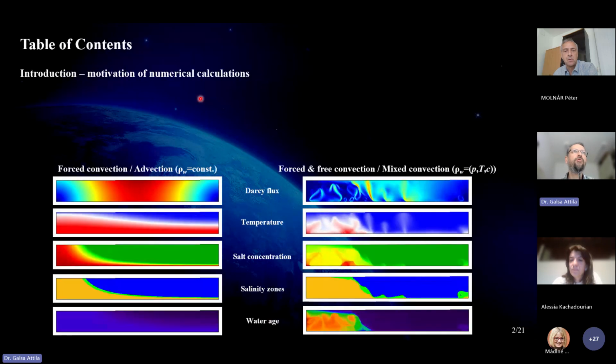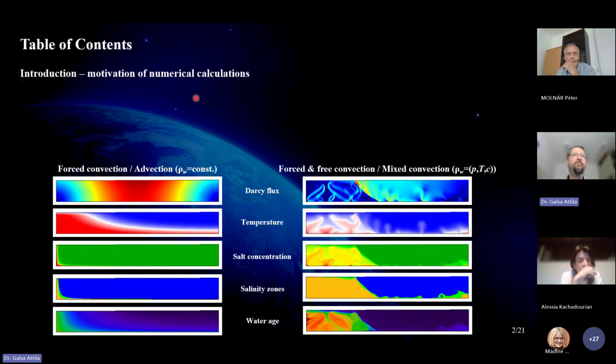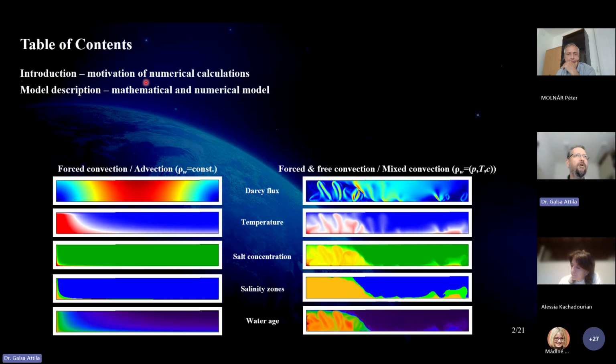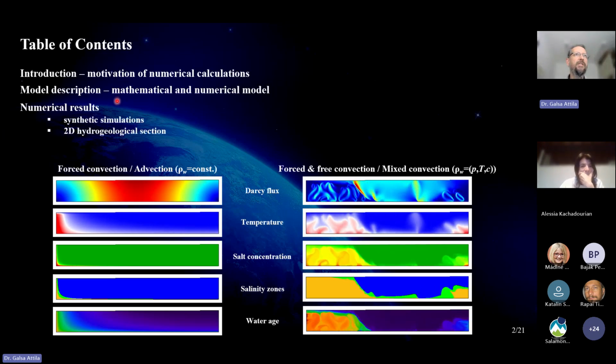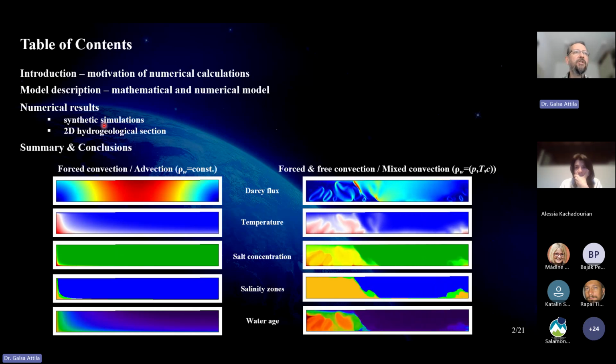First, I'm going to talk about three forces which can control the groundwater flow in our numerical model, and also about our motivation, our intention behind the research. Then I'm going to present our numerical model, including both the mathematical and the numerical parts. And third, we will discuss the numerical results obtained from the synthetic simulations and also a bit more realistic hydrogeological situation. And finally, I will close my presentation with a brief summary and conclusions.